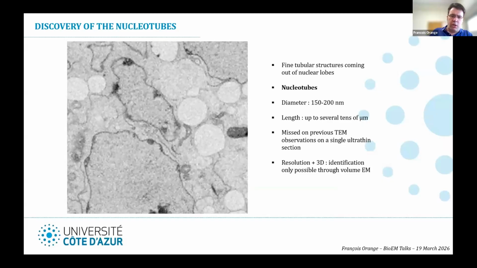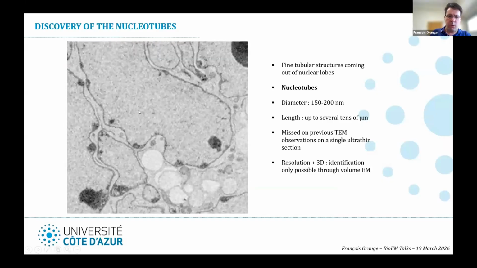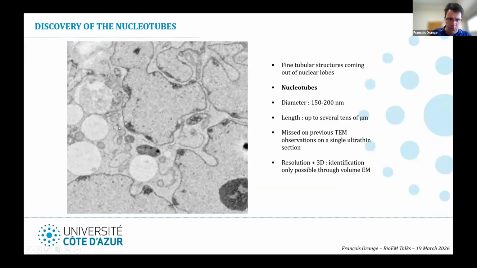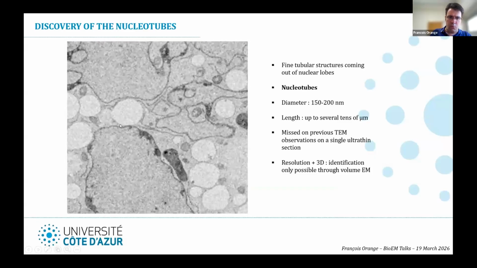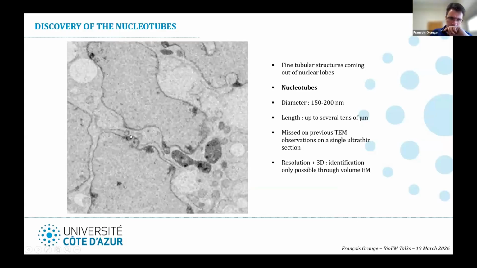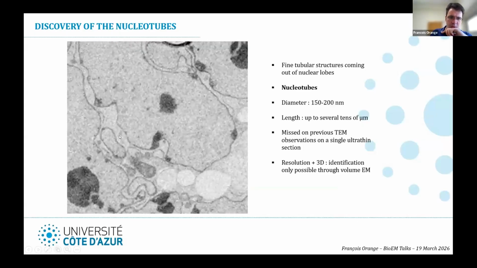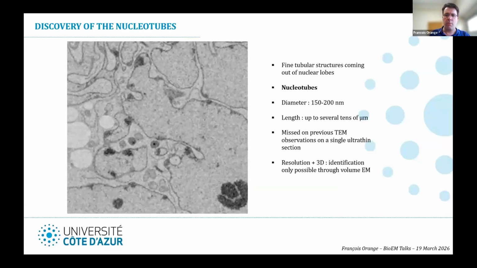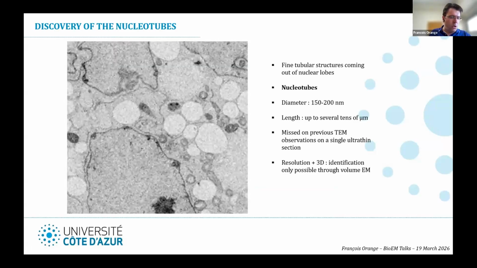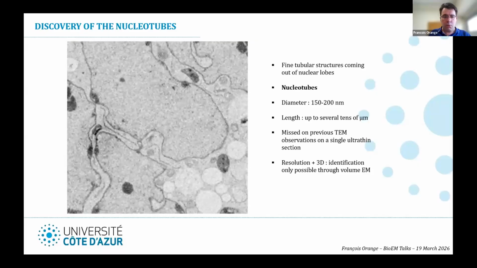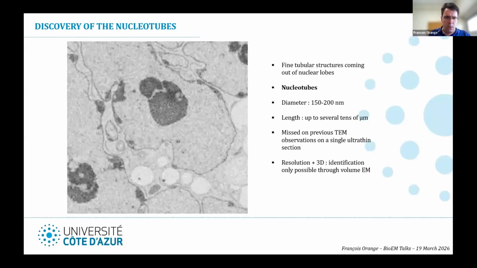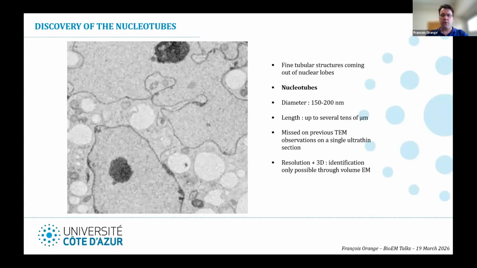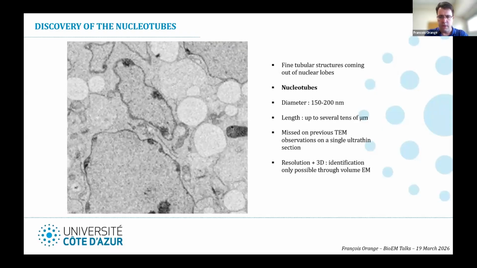When doing the segmentation, when I was checking if I hadn't forgotten anything, I noticed within the images some weird stuff, like the one where you can see the pointer there, tiny structures that I could follow from one section to another, and go on for many sections like this. And I was like, what is it? It turns out to be fine tubular structures coming out of the nuclear lobes. With my co-author, we decided to call them nuclear tubes. These are tubes which have a diameter of 150 to 200 nanometers, but a length of up to several tens of micrometers. It's very long.